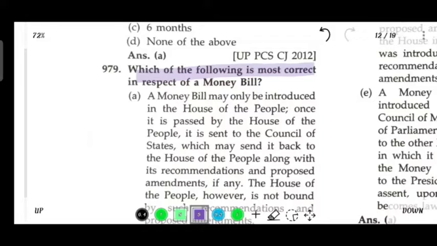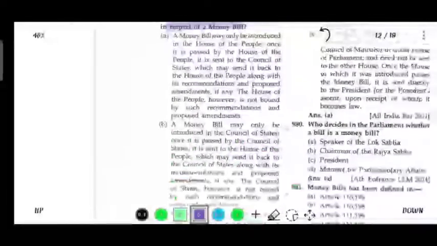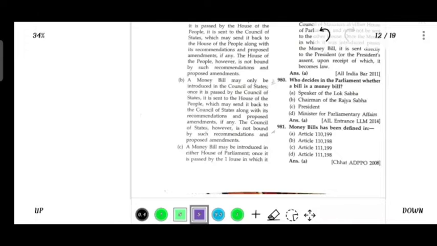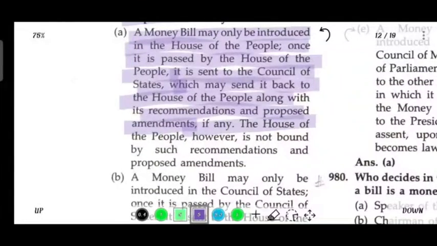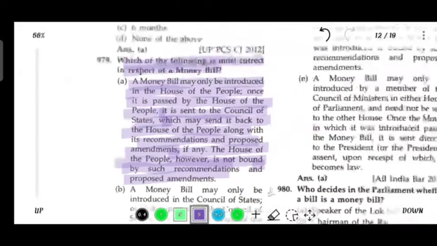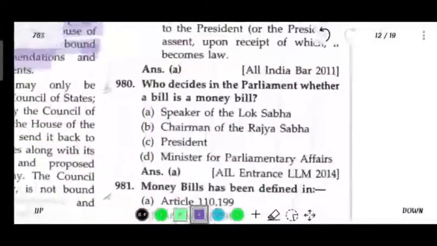Which one of the following is the most correct in respect of the money bill? A money bill may only be introduced in the House of the People. Once it is passed by the House of the People, it is sent to the Council of States, which may send it back to the House of the People with recommendations and proposed amendments. The House of the People, however, is not bound by any such recommendation and proposed amendment.